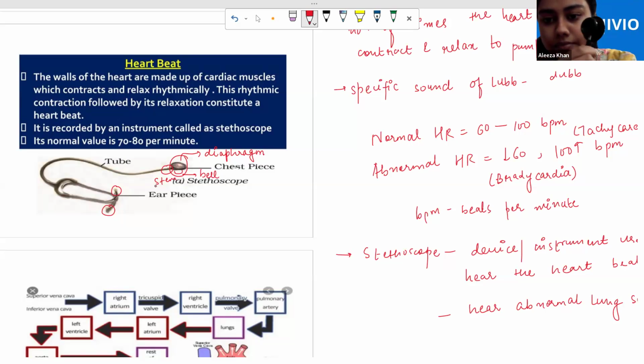Okay, ma'am. I know this is a medical part. I'm just explaining to you all the parts of the stethoscope. Any doubt in any of the points? No, ma'am.